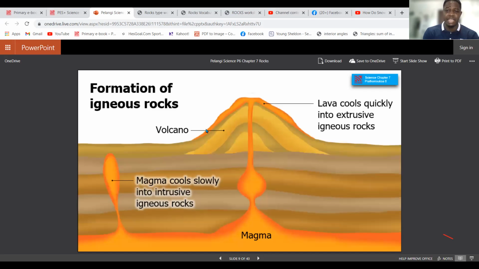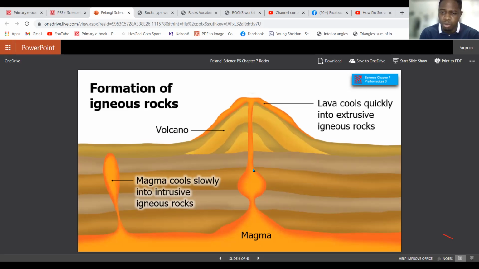We have here a volcano, okay? Once again, this is magma, a hot substance that is under the surface of the earth. As the magma starts to move upwards through this channel here, it is called molten. Remember, when it's down here, it is called magma. The moment the molten gets to the surface, it is now called lava. Can you see the difference?